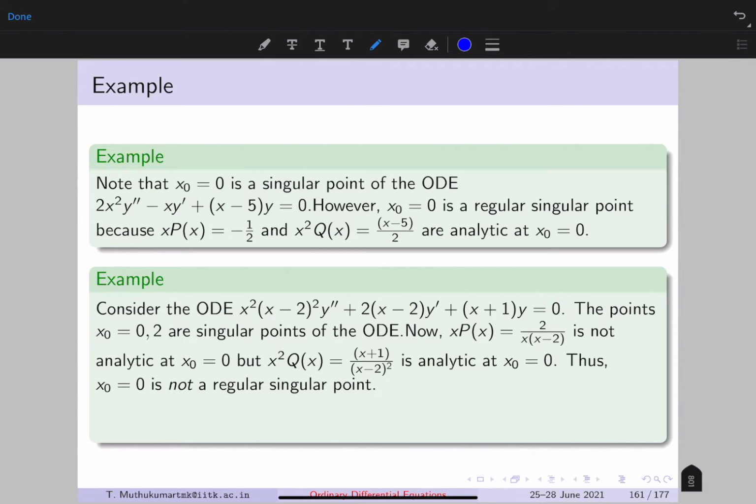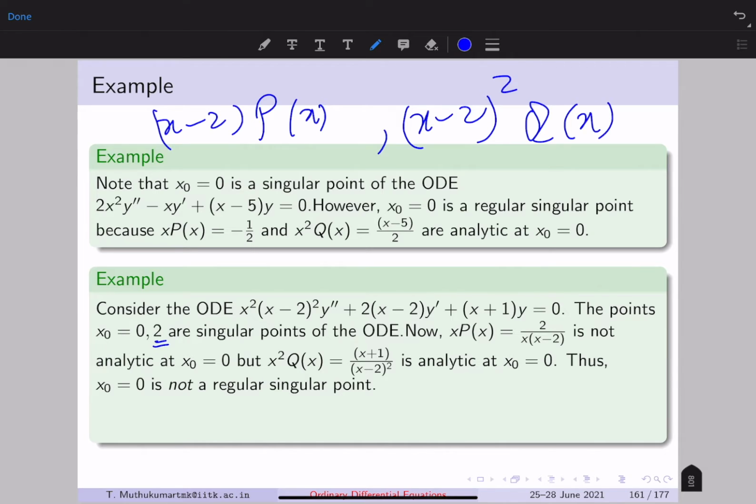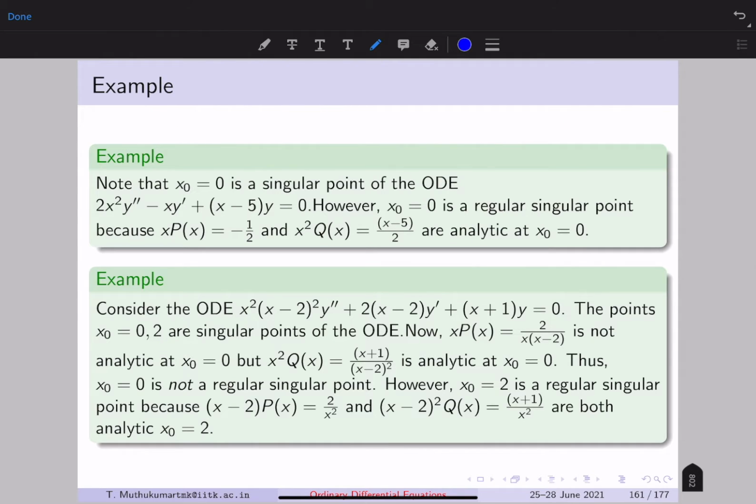Now let's take x naught equal to 2. In that case, you compute x minus 2 times P, and you compute x minus 2 squared times Q. See what happens. If you notice, x minus 2 times P gives you 2x squared, which is analytic at x naught equal to 2, and this is also analytic at x naught equal to 2. So both are analytic, which means x naught equal to 2 is a regular singular point. Okay, so now you have understood what is a regular singular point.